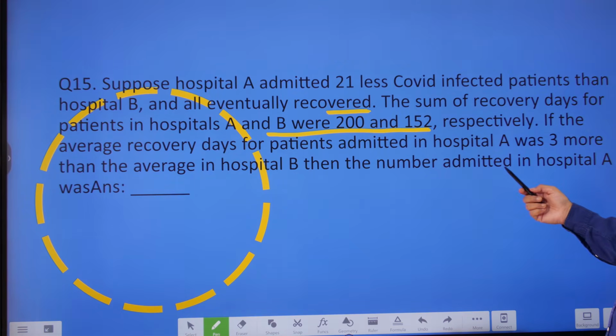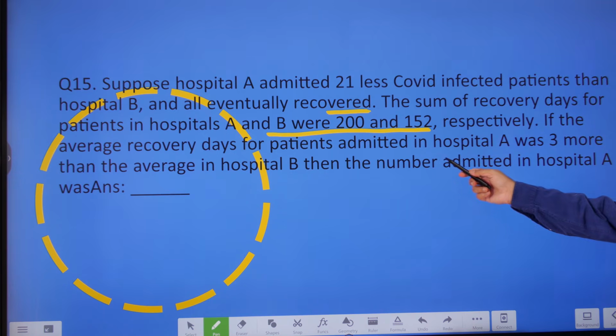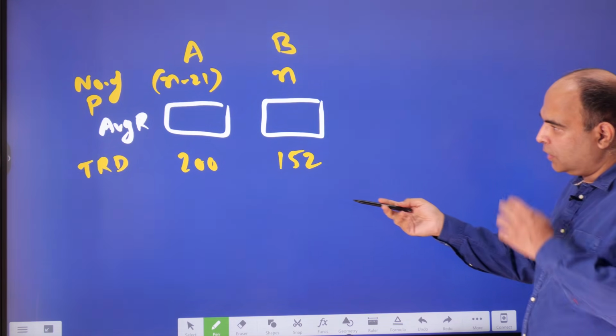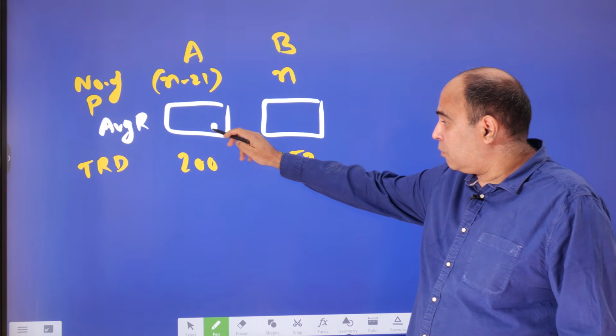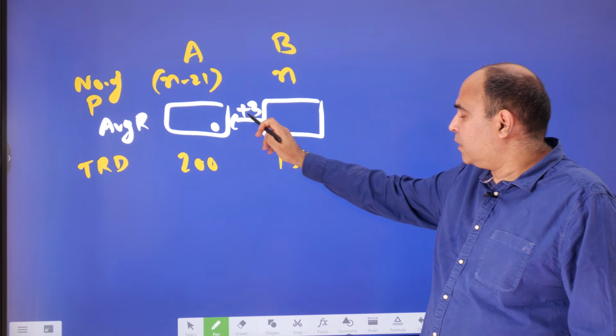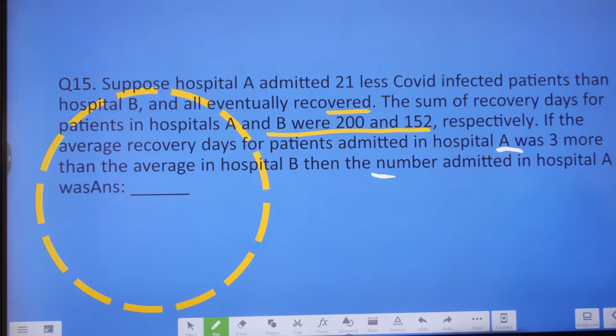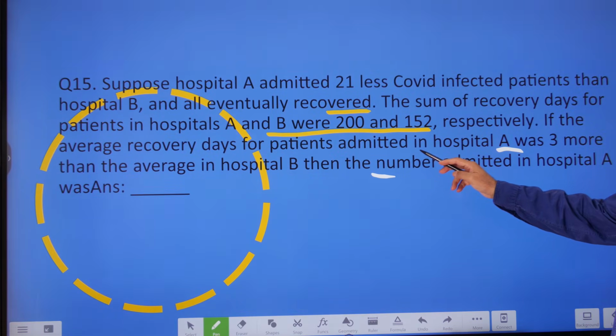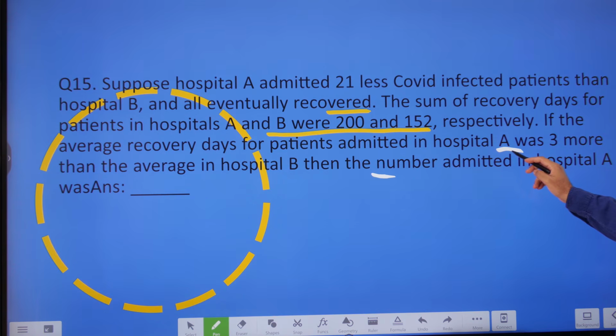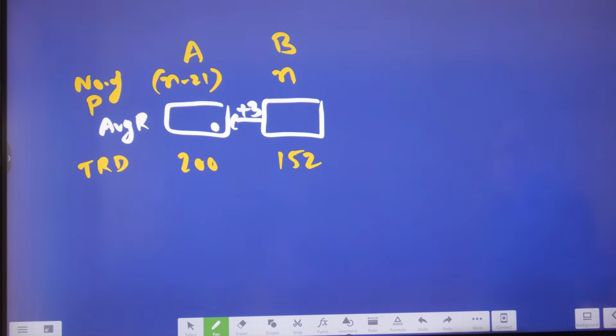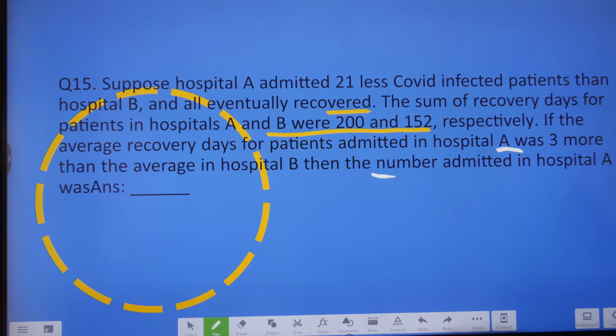So keep going ahead, and the average recovery days for patients. The question continues, telling you the average recovery days for patients admitted in hospital A was 3 more than the average in hospital B. So the average recovery days in hospital A was 3 more than B. Just read that again. The average recovery days for patients admitted in hospital A was 3 more than the average in hospital B. So then the number admitted in hospital A was.